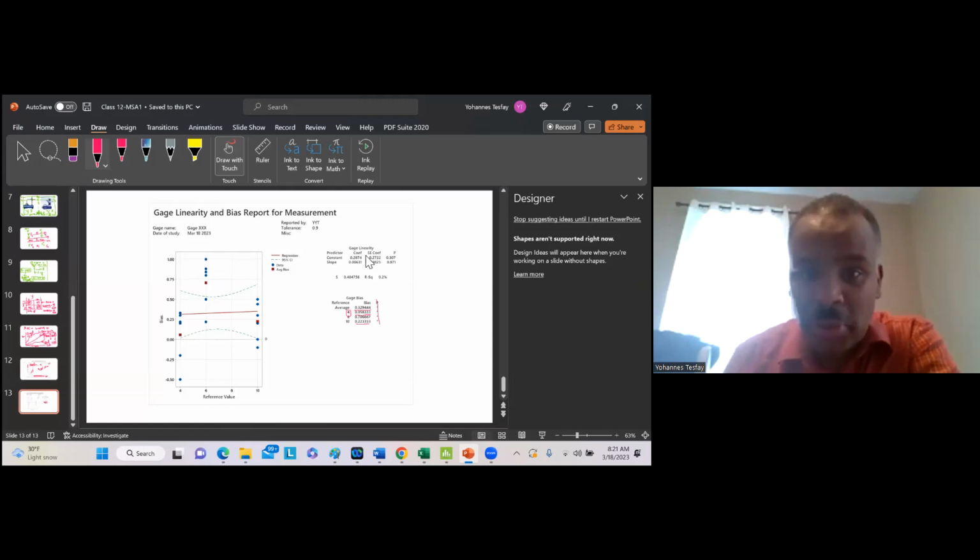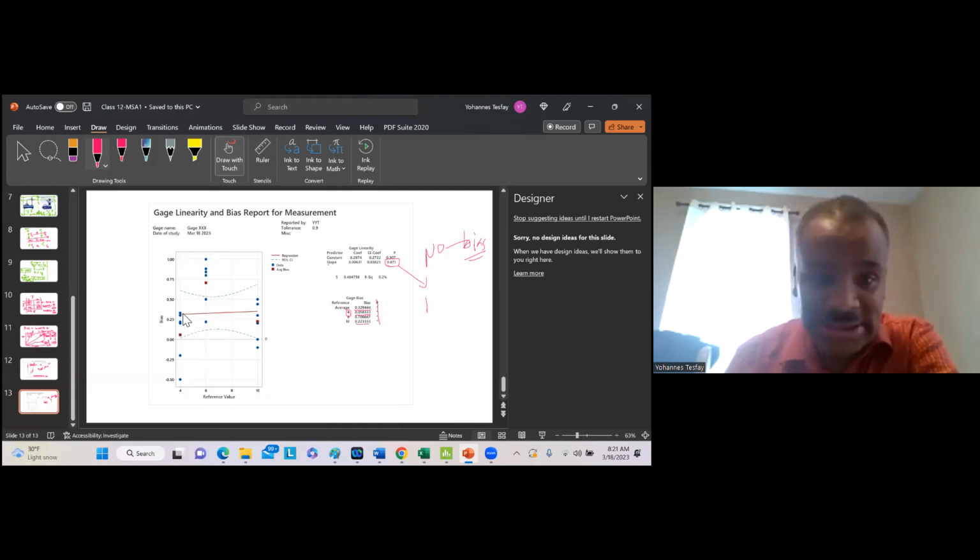So in this gauging system, no bias in this scenario. No bias. If there is a bias, then this slope you see here would be significant. The slope is insignificant. That shows no bias in the system. No gauge bias in the system.